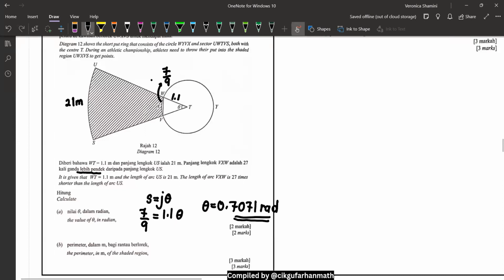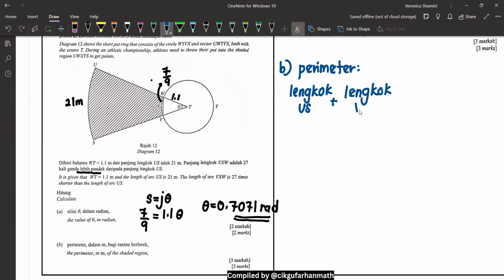Okay, B. Perimeter for the shaded. Okay, perimeter usually teacher suggest korang check dulu yang mana tambah mana. Okay, lengkuk US plus lengkuk VXW plus panjang UW and VS. All these you plus, then only you get, correct or not? Okay, so now let's see which one we can find first. US dah ada, lengkuk yang ni pun dah ada, cuma kena cari UW.